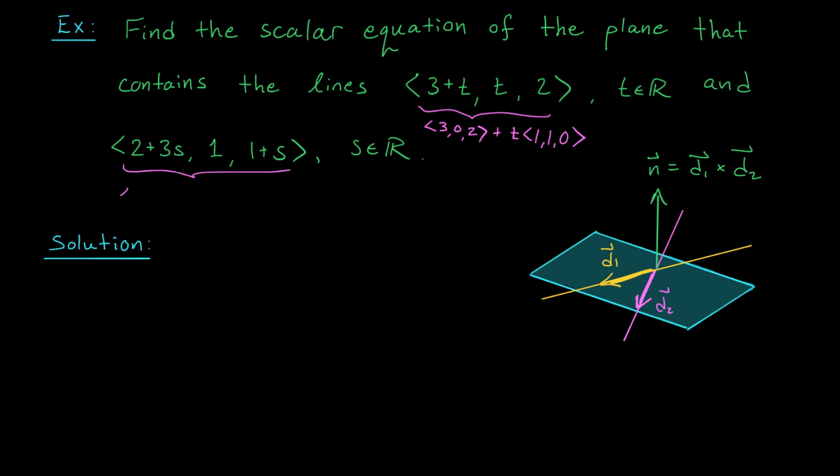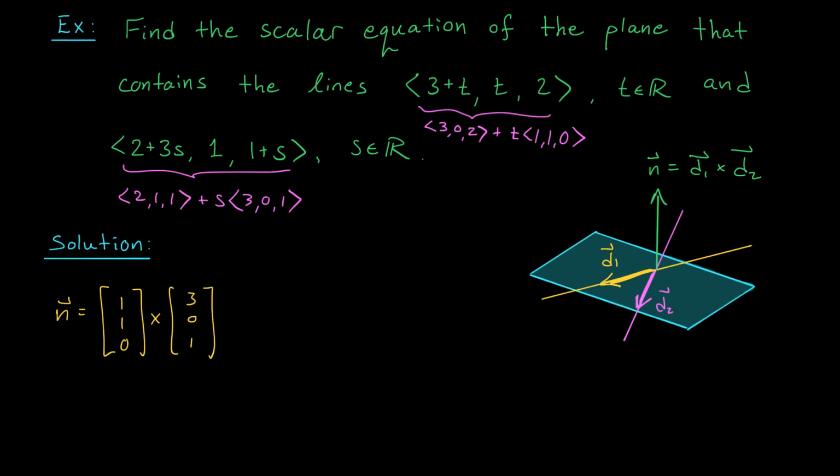We can now do something similar with our second line. If I separate out the constant terms, I get 2, 1, 1. That's a point on the line. If I separate out the s terms, I get plus s, 3, 0, 1. 3, 0, 1 is our direction vector. Okay, now we agreed that the normal vector should be perpendicular to both direction vectors. So I'm going to use the cross product. The normal vector is the cross product of 1, 1, 0 and 3, 0, 1.